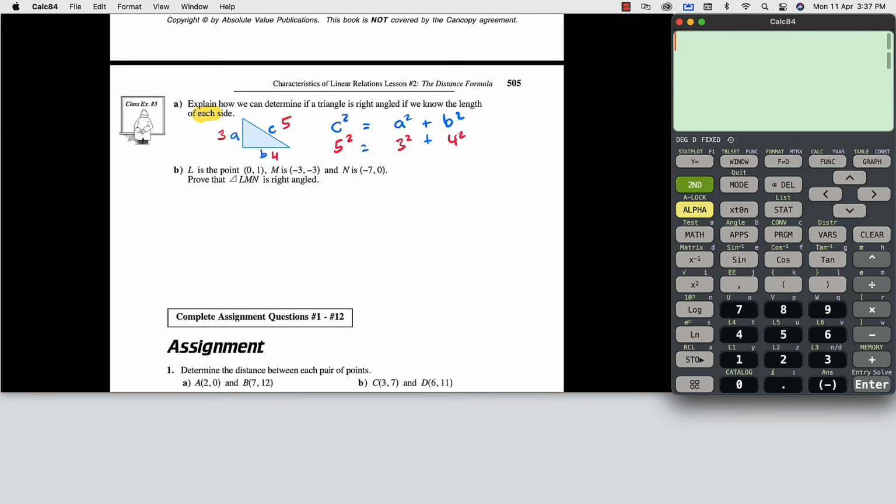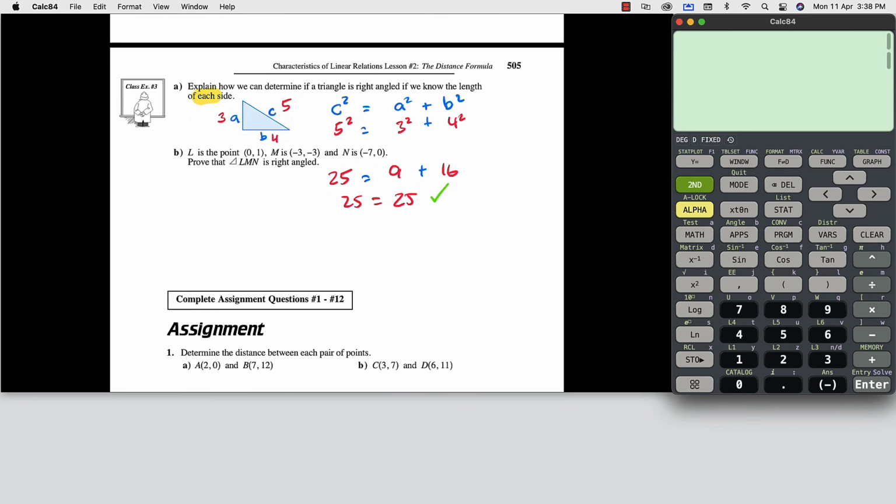and I just see if that is true. Okay, well, what is 5 squared? Well, that is 25. And does that equal 3 squared, which is 9, plus 4 squared, which is 16? Well, yeah, 25 equals 9 plus 16, which is 25. And in this case, we know it's true. So just take those known values, plug them into the formula. And remember, we're looking here at this equal sign. Whatever's on the left needs to be the same as whatever's on the right.